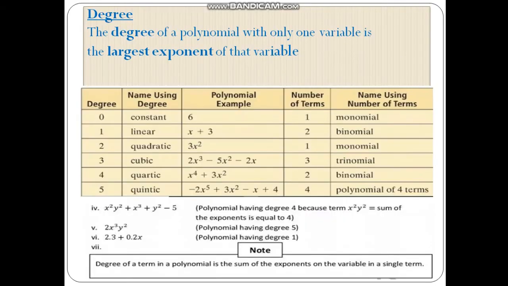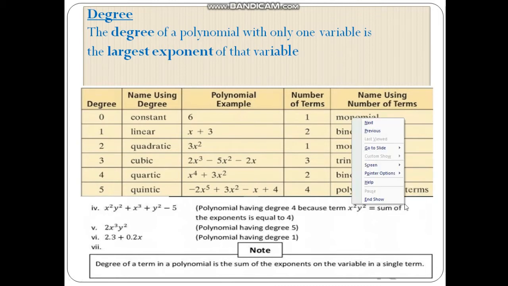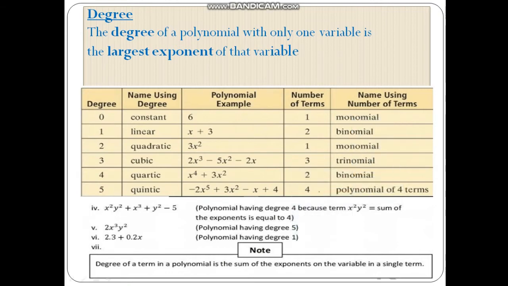The degree of the polynomial with one variable is the largest exponent of that variable. यानी उस पॉलिनॉमियल में जो सबसे बड़ी पावर वाला वेरिएबल है वही उसकी डिग्री है। ये है वन वेरिएबल वाले पॉलिनॉमियल्स की बात.